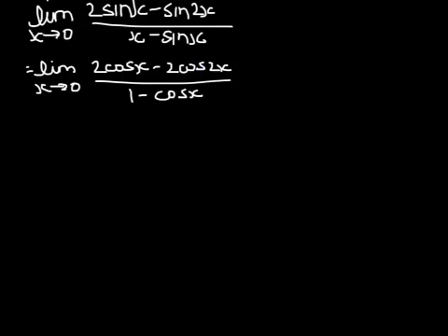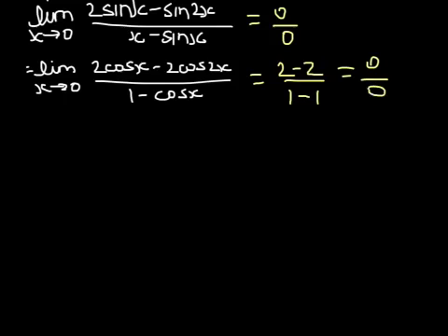Our second example is the limit of x approaching 0 of 2 sine x minus sine 2x over x minus sine x. If we try to sub in the x value, we see that it equals 0 over 0, this being our indeterminate form. Therefore, we have to take the derivatives of the top and bottom functions. But when we do this, we see that the derivative is 2 minus 2 over 1 minus 1, also known as 0 over 0. We don't stop here. We keep going with L'Hopital's rule to see if it will work out in the end.